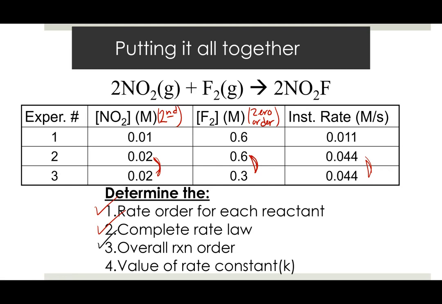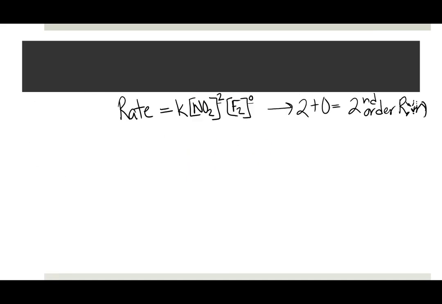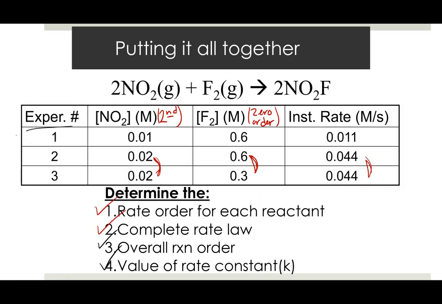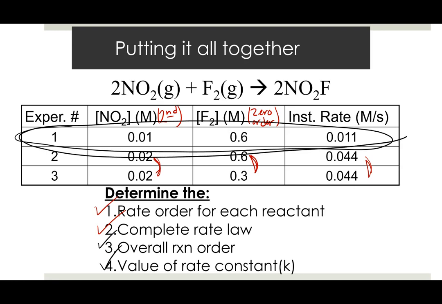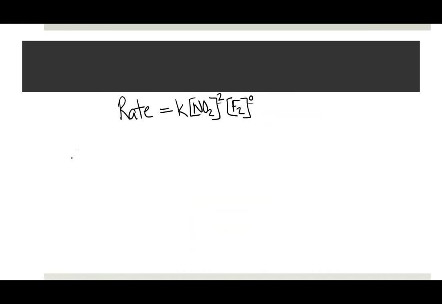All right, so the last thing here is we want to solve for the value of the rate constant K. So solve for K. So we're going to use our equation here. And again, we just pick a trial. It doesn't matter which one. We pick a trial and we just start putting the numbers in. So usually you guys pick trial 1. So that's what I'm going to pick. So the rate for trial 1 is 0.011 molarity over seconds equals K. That's what we're solving for.